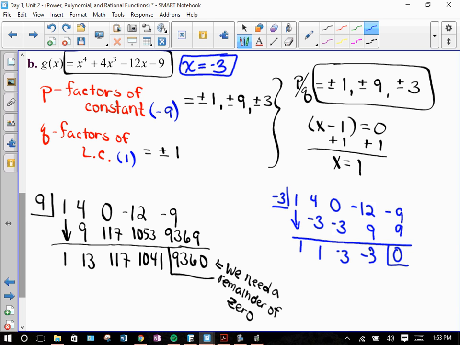And I want to explain why. -3 is a 0. X equals -3 is a 0. We can write that as a factor. So that would be x plus 3.